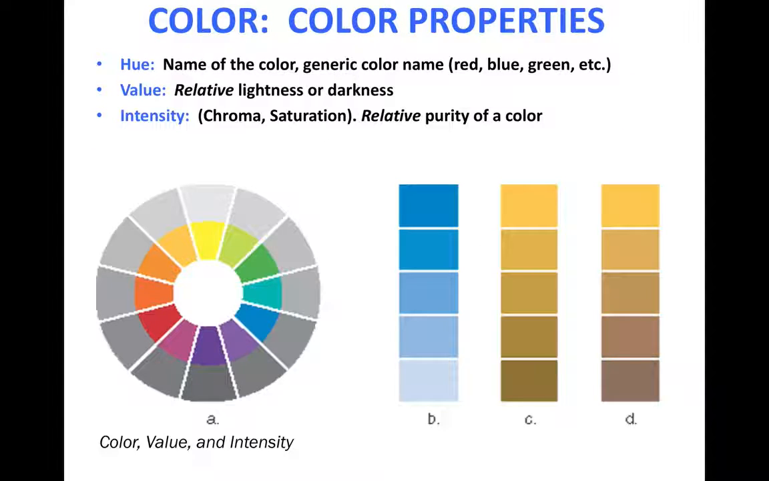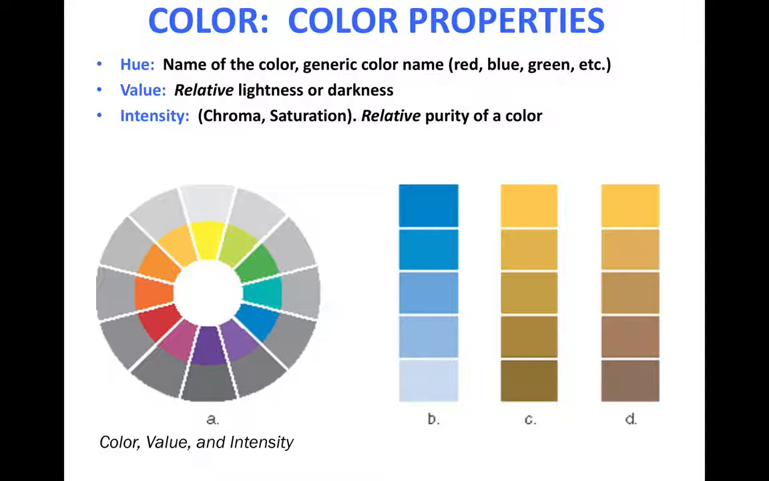So now let's talk about some other terms. I've already been using the word hue, and this is just the generic color name. At the very top it says color properties. That's the hue of blue. We can also see the examples down below, A, B, C, and D. For C and D, those have the hue of yellow. B is blue, and C and D again are yellow.